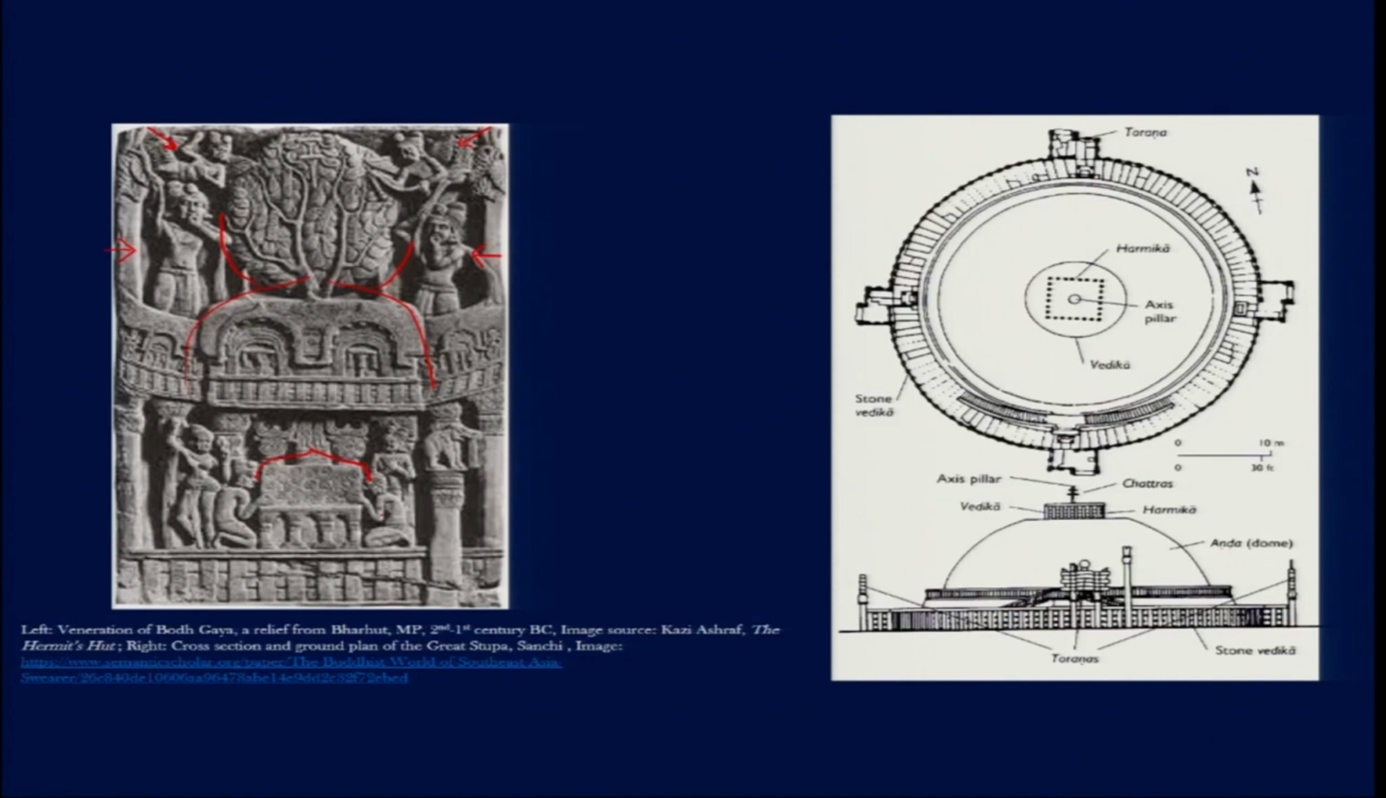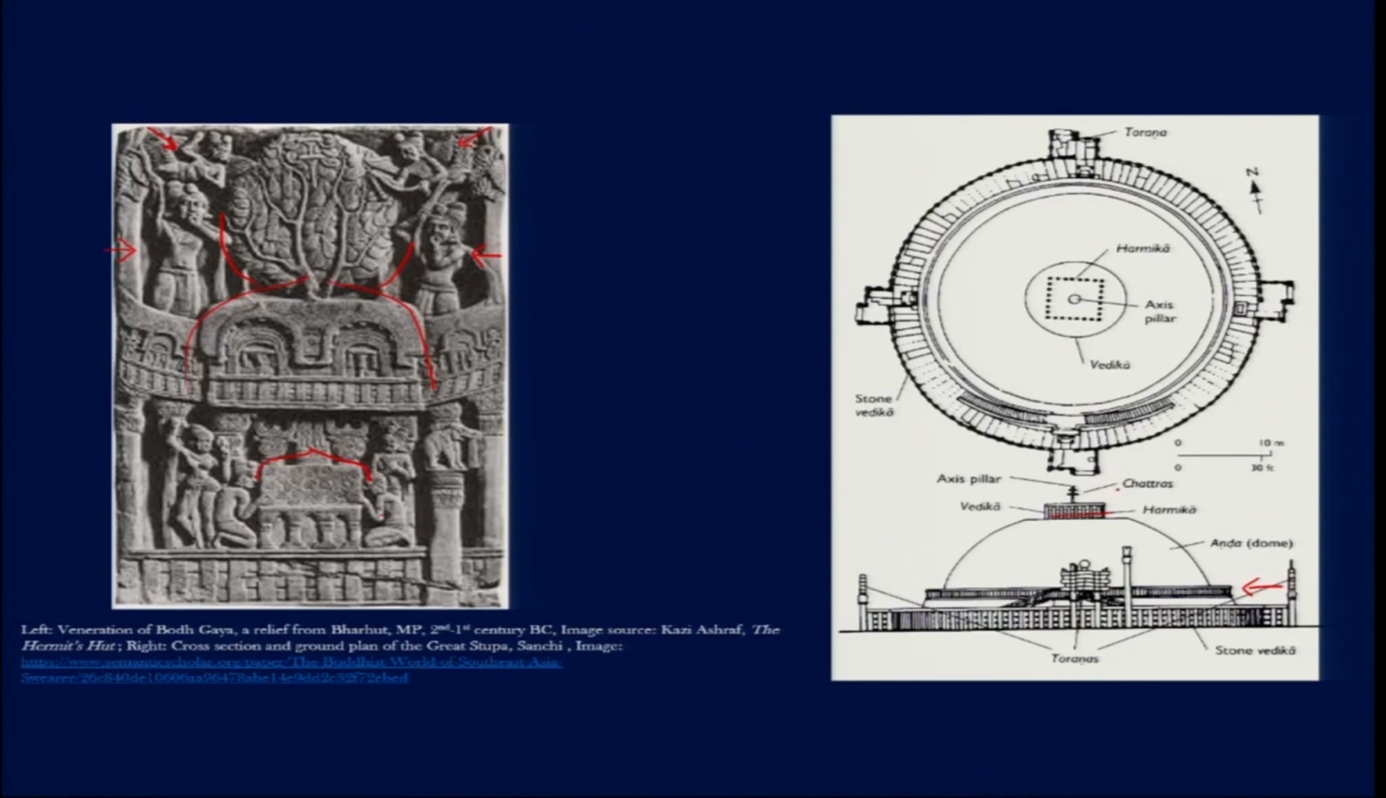Now, what we have in the image here is this raised platform, which is called the stone Vedika, and the Vedika basically means a platform, and on the top of that there is the anda, or the dome. This is the hemispherical dome, the main part of the stupa. On the top of that there is another Vedika, and then there is the Harmika, or this fencing, and the fencing does not really serve any other purpose apart from suggesting that there is someone very important resting within this structure. So, it is a very symbolic representation.